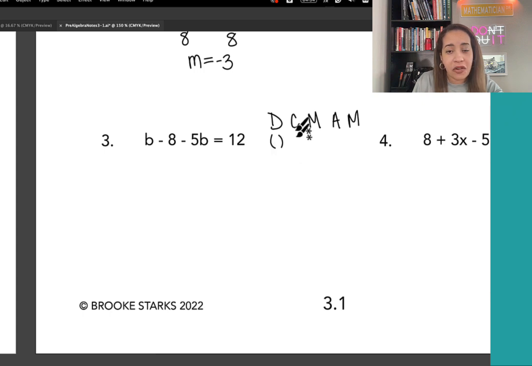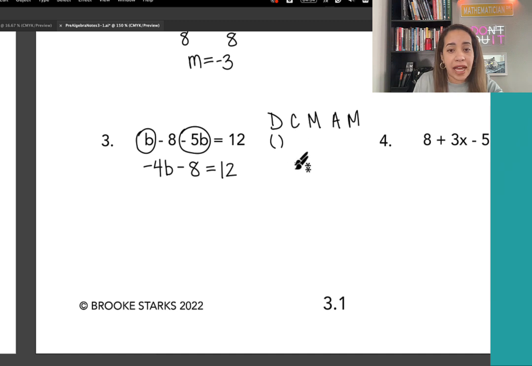C does stand for combine like terms. Looking at the left side of the equal sign, I do see some pieces that look alike. I see a b and I see a negative 5b. Those look alike because they have the same variable. So I can think of this as 1, because it's an invisible 1, minus 5. 1 minus 5 gives us negative 4, so I can write negative 4b minus 8 is equal to 12.